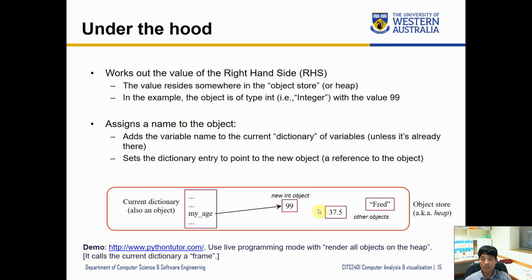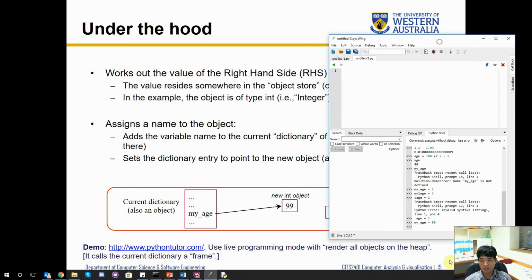Okay. And in the heap, we can have some other objects floating around. So for instance, I just typed the number 37.5. I just created the value 37.5 inside the heap.